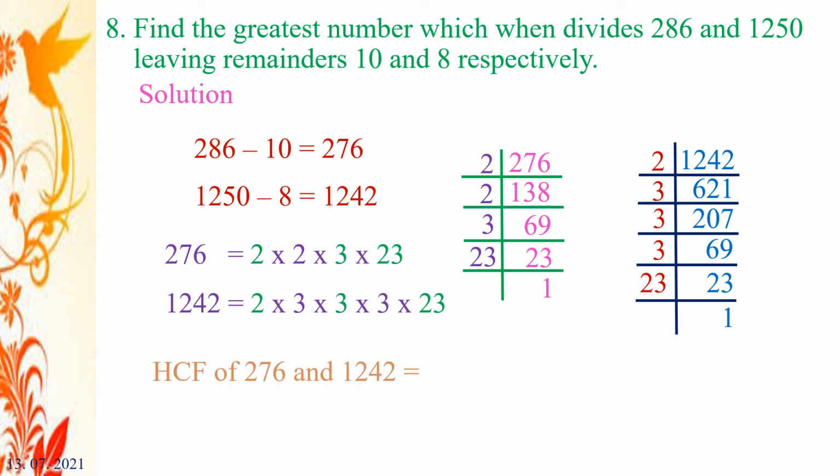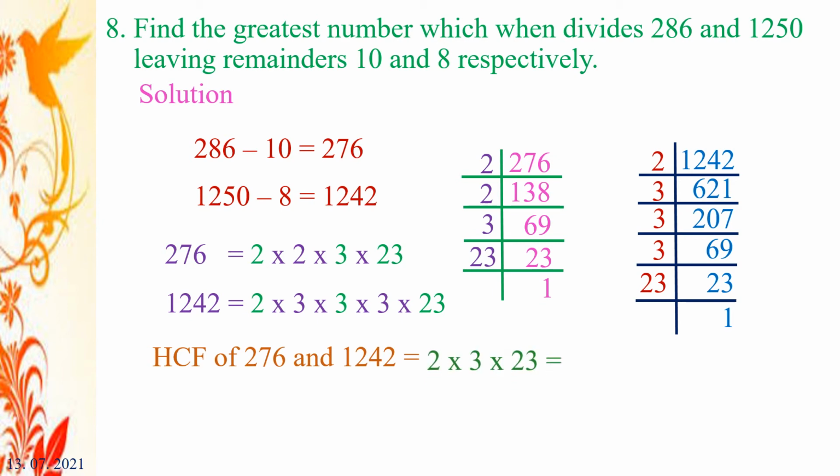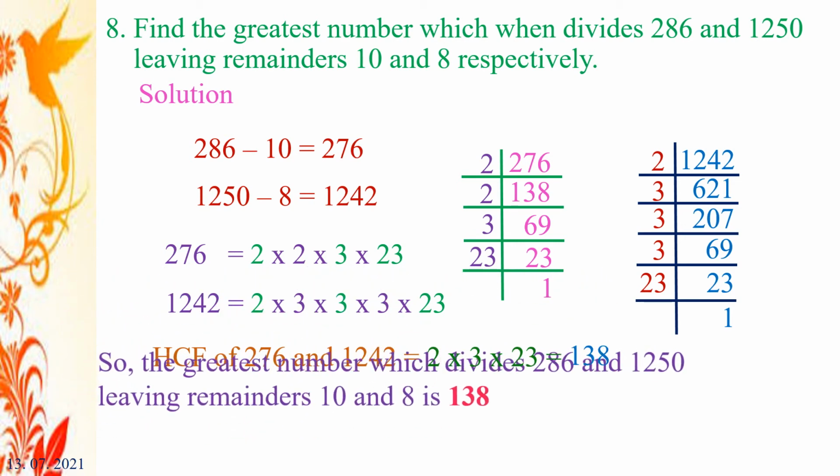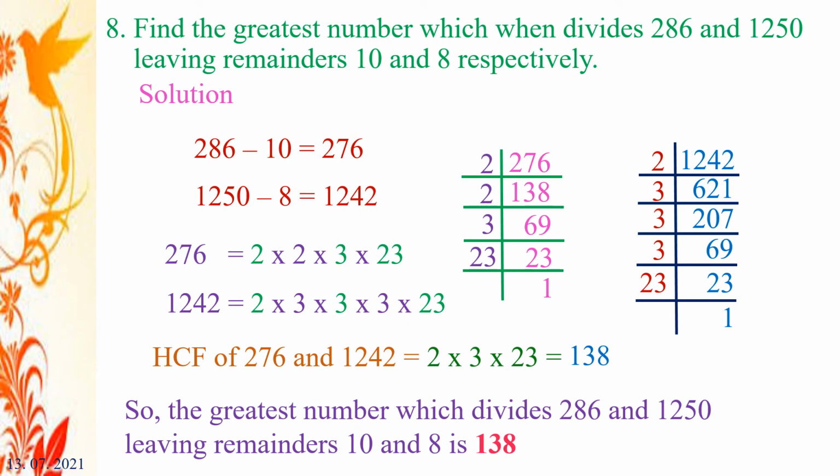Now you can take the common factors, the HCF of 276 and 1242. The common factors are 2 multiplied with 3 multiplied with 23. When you multiply, you'll get 138. So the greatest number which divides 286 and 1250, leaving remainders 10 and 8, is 138.